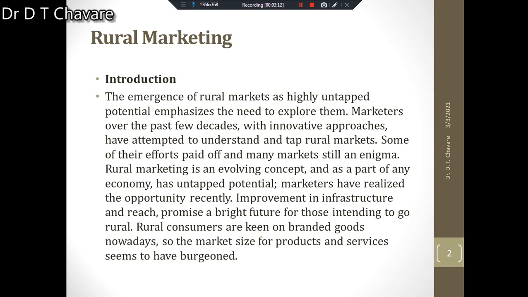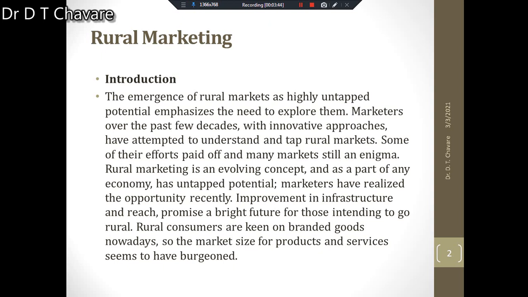Marketers have realized the opportunity recently. Improvement in infrastructure and reach promise a bright future for those intending to go rural. You will find improvement in infrastructure going on in rural areas too, as good as in urban areas. Different improvements and modifications are there in infrastructure.